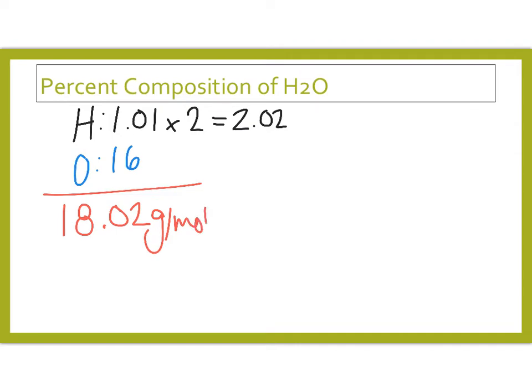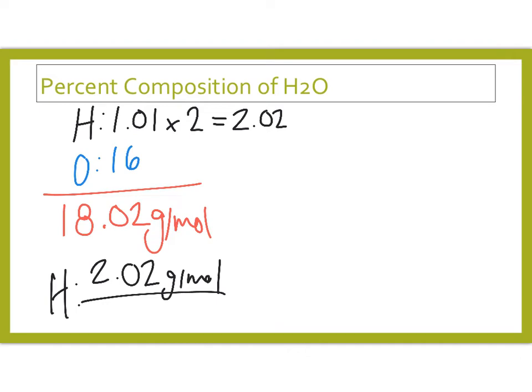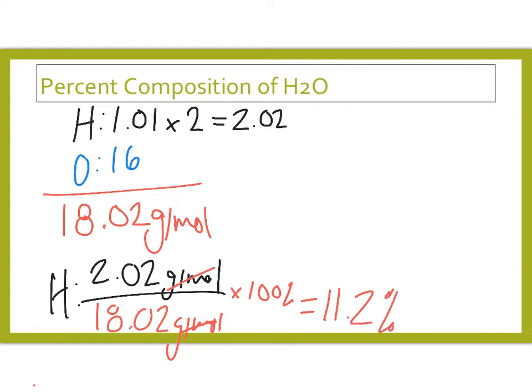So that's my total. That's what's going to go on the bottom of my fraction. So if I find my percent of this molecule that is hydrogen, I'm going to plug in the mass of hydrogen, and I'm going to divide that by the total mass of the compound, which is 18.02 grams per mole. Notice those units cancel, and I can multiply by 100%. When I do that, I should get 11.2% hydrogen. I'm going to keep that to just about 3 digits.